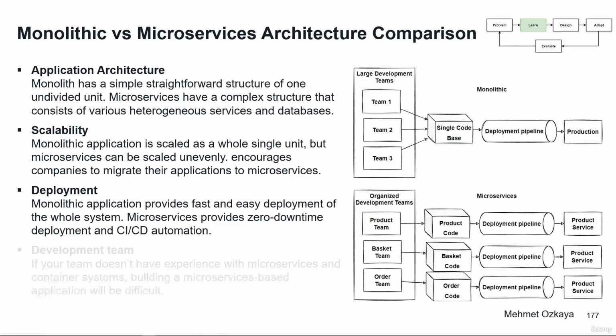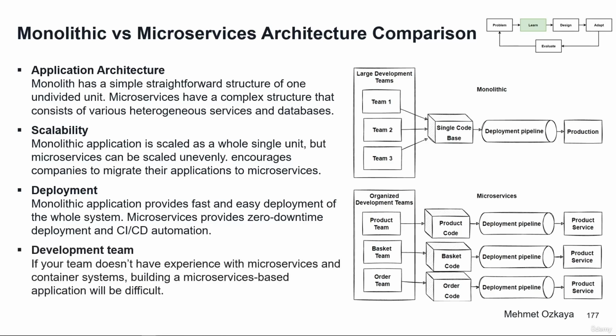Another comparison is development teams. If your team doesn't have experience with microservices and container systems, building a microservice-based application will be difficult. Monolithic architecture can be preferable for single developers or small teams. On the other hand, if you have teams skilled in microservice deployments and plan to expand your team over time, starting with microservices can save you time in the future, because microservices provide better flexibility when it comes to team composition and distribution of tasks and ownership.